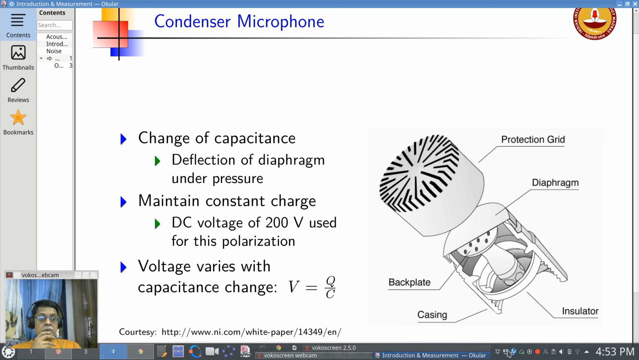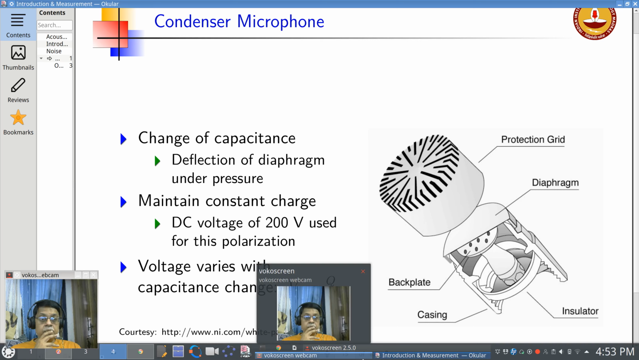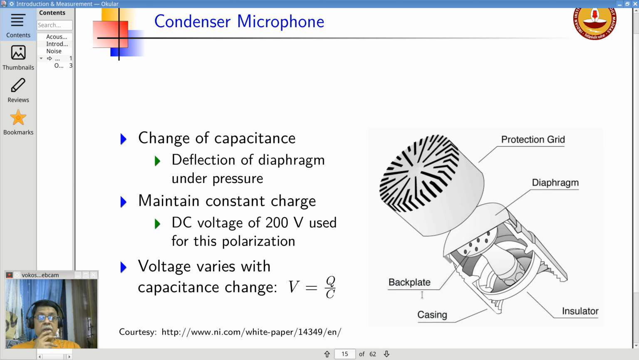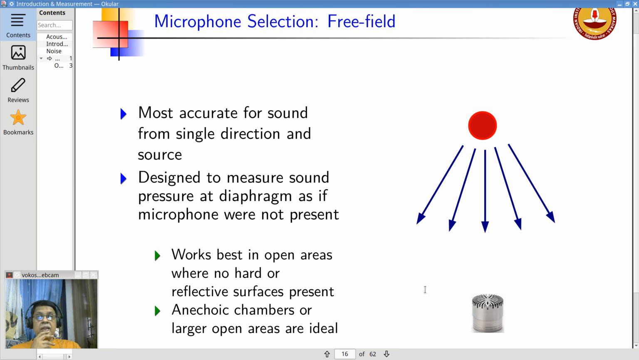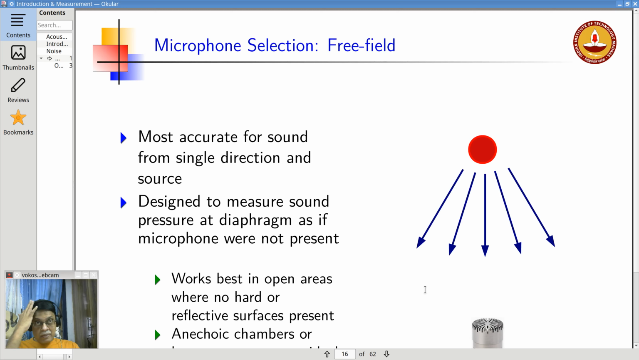Alright. So let me probably do one or two more slides before I end this particular lecture. The trouble with microphones is, if you go to a manufacturer's catalog, like the catalog available with a company like Bruel and Kjaer, which is a very well-known company in making acoustic microphones, you will see that they will ask you whether you want a free field microphone, random incidence microphone, or a pressure microphone. So there are these three categories.